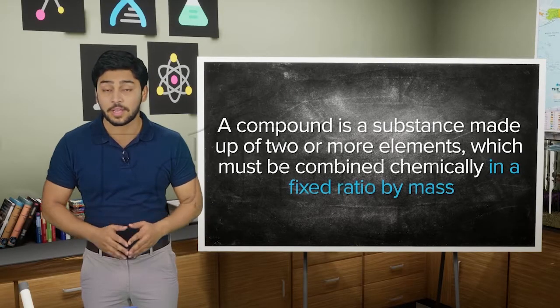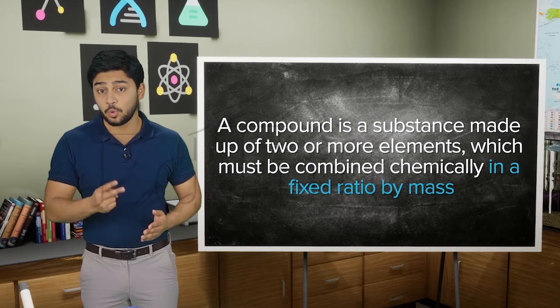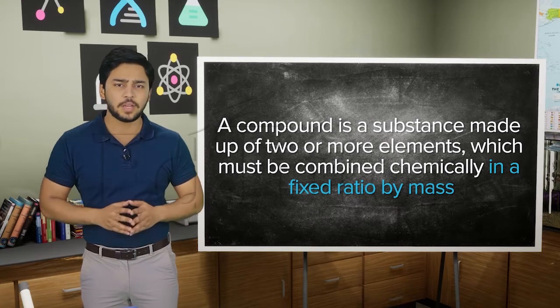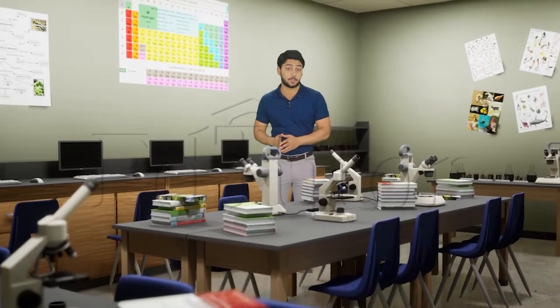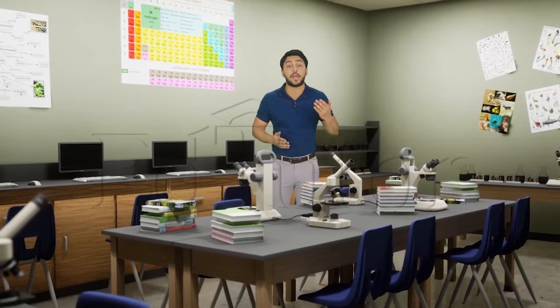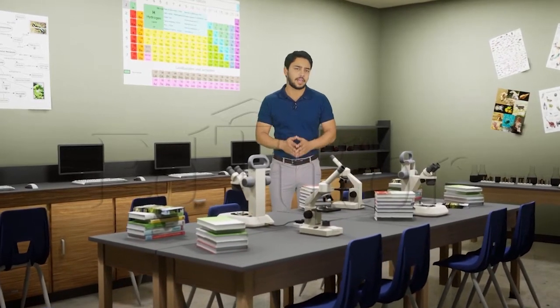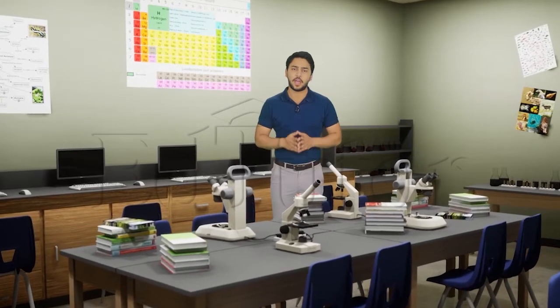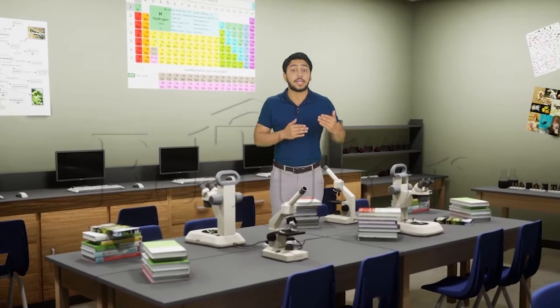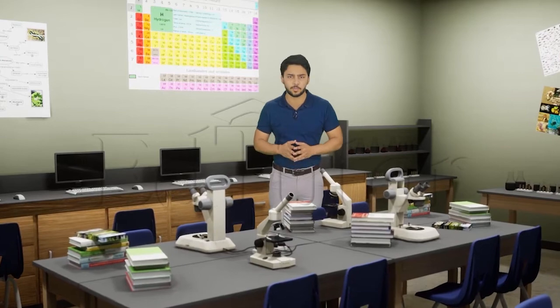A compound is a substance made up of two or more elements which must be combined chemically in a fixed ratio by mass. When a combination like this takes place, the elements combine to form a compound, and as a result, these elements lose their properties. But the compound attains unique and diverse properties of its own.